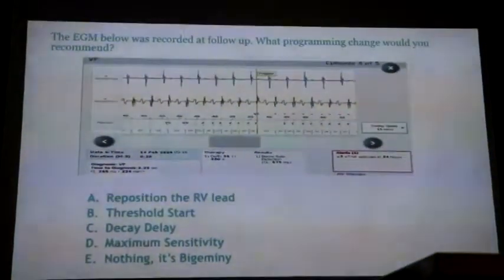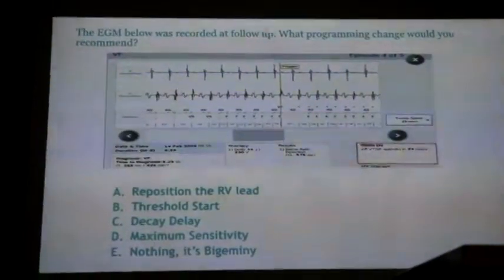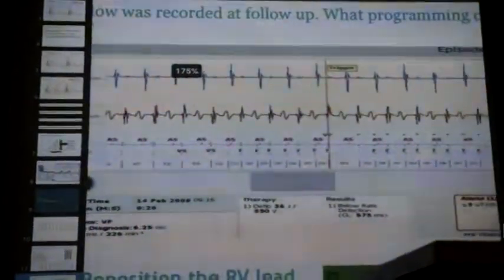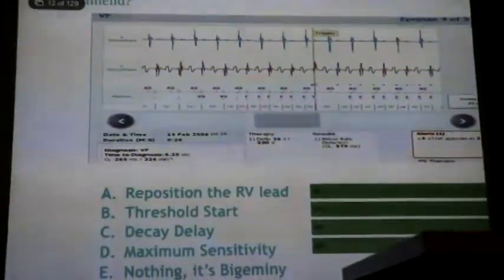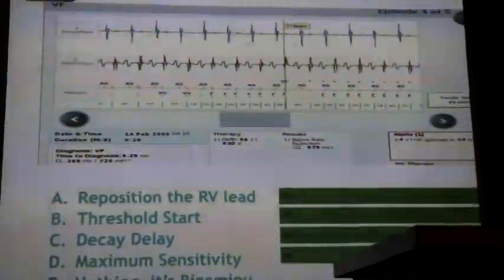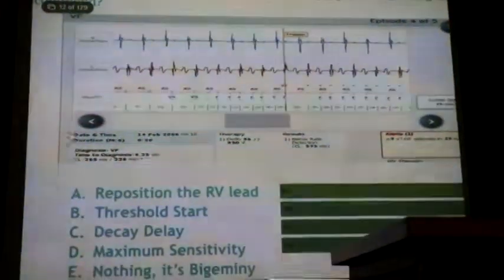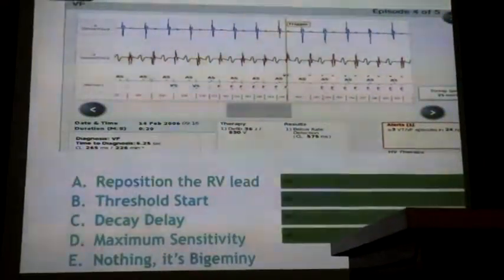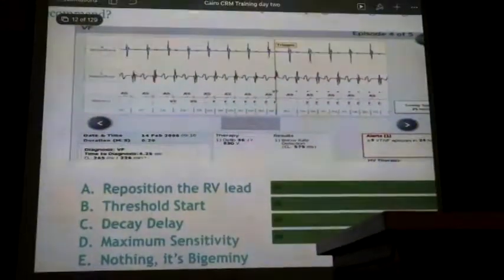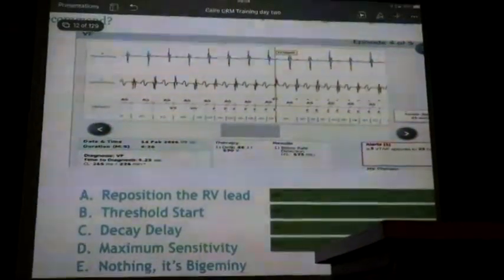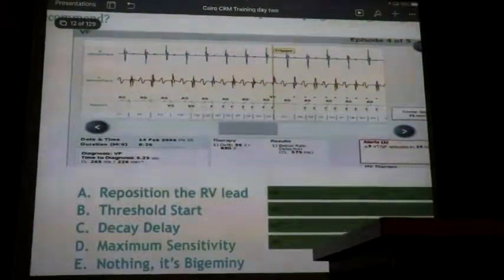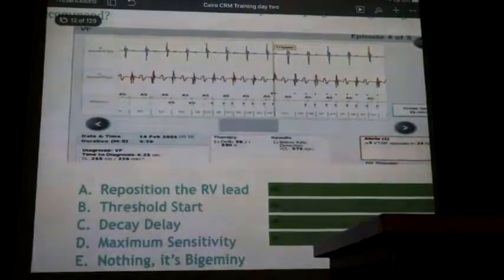Okay, what about this one here? Let's zoom in. Ignore the question, we'll just look at the electrogram. Ventricular electrogram, atrial electrogram. What is your issue? It's sensing the P waves.